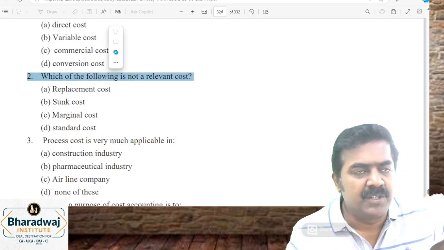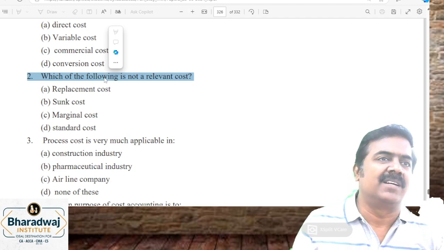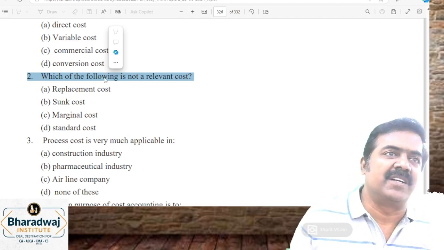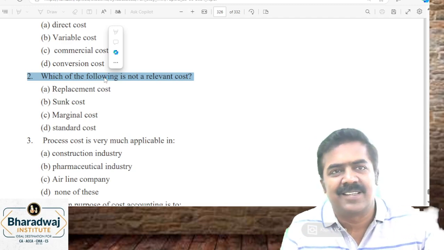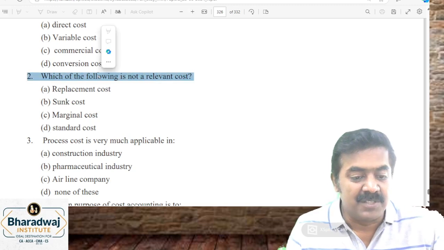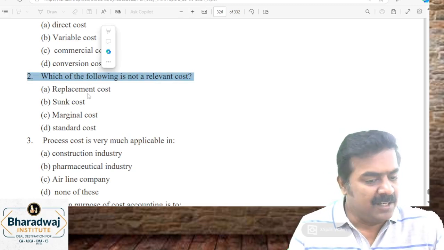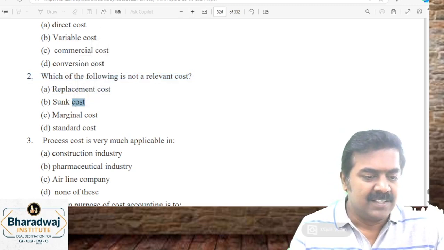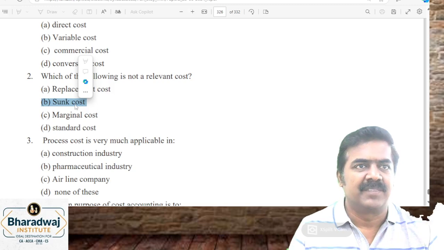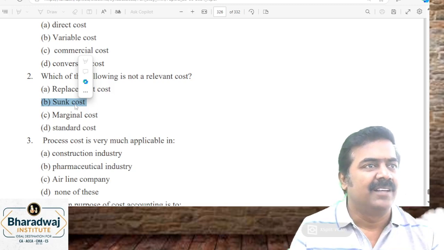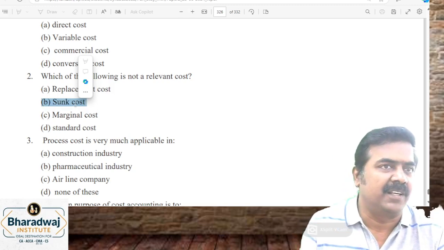Next, which one is not a relevant cost? What will be relevant cost? We will consider for decision making. Whatever is considered for decision making, we call it as which cost? Relevant cost. A question which is not a relevant cost. Replacement cost we will consider. Sunk cost, amount already spent that cannot be recovered. Amount spent is spent that cannot be recovered. Will you consider for decision making?